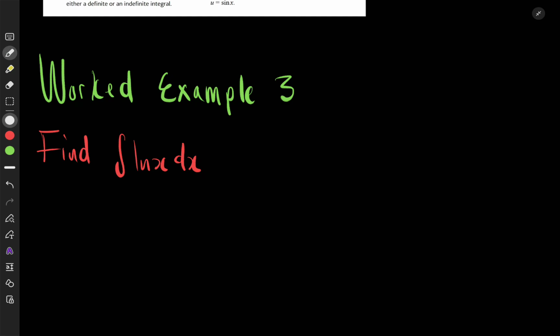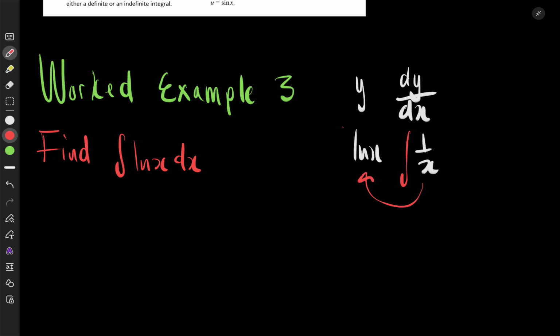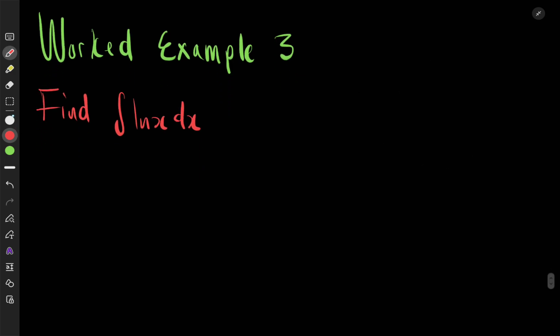So how do you integrate it? You know what I mean? Let me show you what I mean. We know that ln x, when we differentiate it, we get 1 over x, right? Which means we can integrate 1 over x, and it is going to give us ln x. But if I integrate ln x, where am I going? I don't know anyone. So because of that, we have to use by parts.